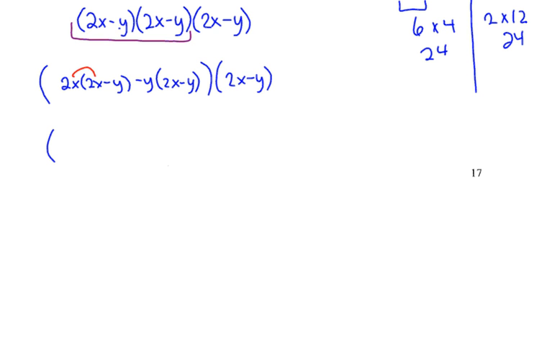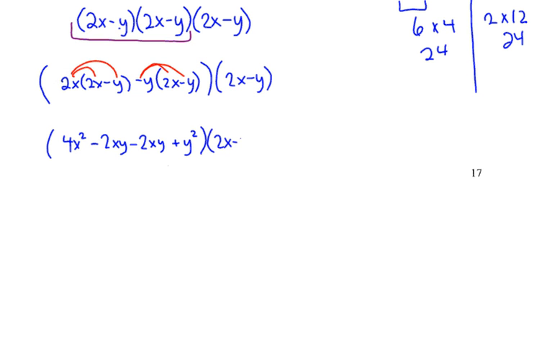2x times 2x, 4x squared. Oops, I'll use blue. 4x squared. And now, 2x times negative y, negative 2xy. Now, negative y times 2x, negative 2xy. Remember, we always write it alphabetically. So x first, then y. And then negative y times a negative y, plus y squared.